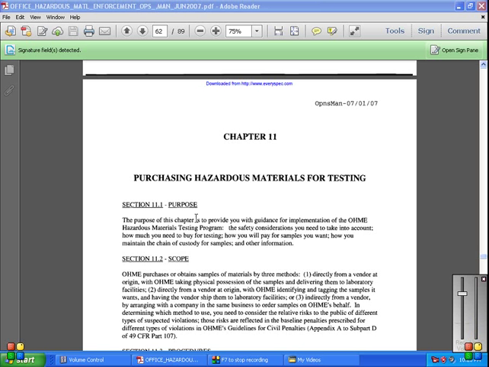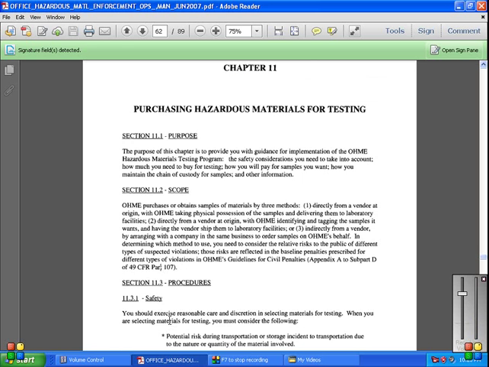In determining the method to use, you need to consider the relative risk to the public of different types of suspected violations. The risk is reflected in the base penalty prescribed for different types of violations in the OHME guidelines for civil penalties, Appendix A to Subpart B, or Appendix A to Subpart D, of Title 49 CFR Part 107. Section 11.3, Procedures.